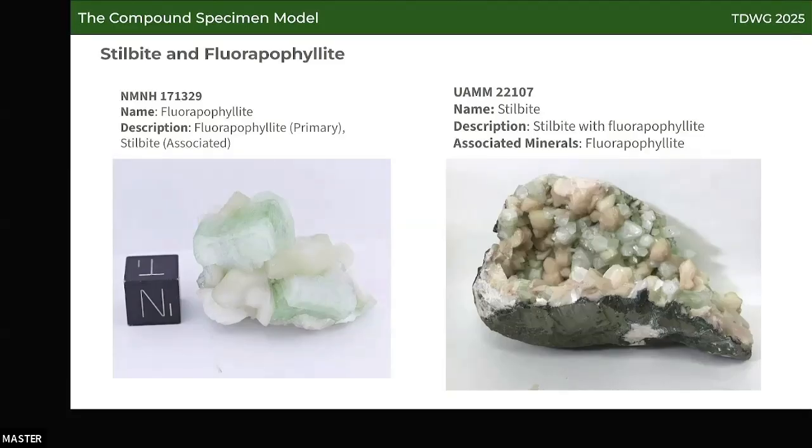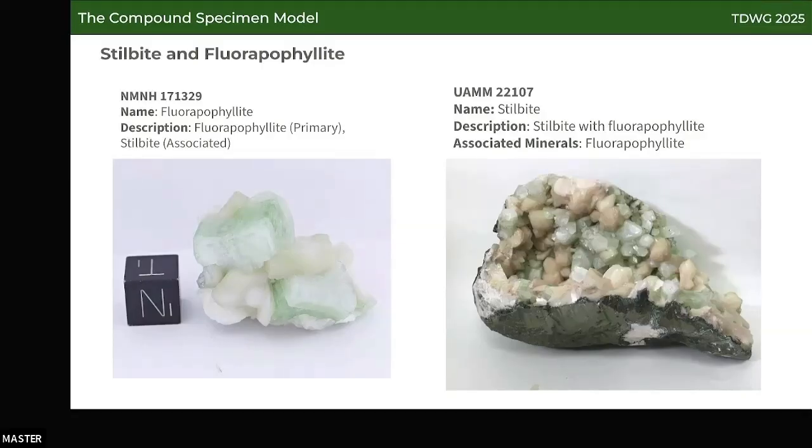On the right-hand side, this is from the University of Arizona Mineral Museum, the opposite occurred. And this is quite common. In this one, they called, okay, that's stilbite, and it's stilbite with fluoroapophyllite, and the associated mineral is apophyllite. But there again, it looks roughly 50-50. And here the pink is the stilbite, and then the light green is the fluoroapophyllite.